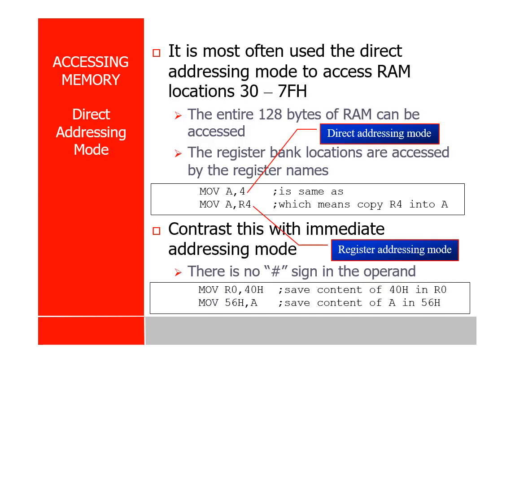Okay, now accessing the memory. Here what we are doing, we are taking the data from the memory. MOV A, 4 means take the data from the RAM memory location 4 and put it into A. The same thing can be written using the register name, because the address of R4 is 4. When you are using direct addressing, the hash sign will not be there. This means the data from the memory location 40 will be going to R0. This means the data in A will be saved to memory location 56, always from right to left.